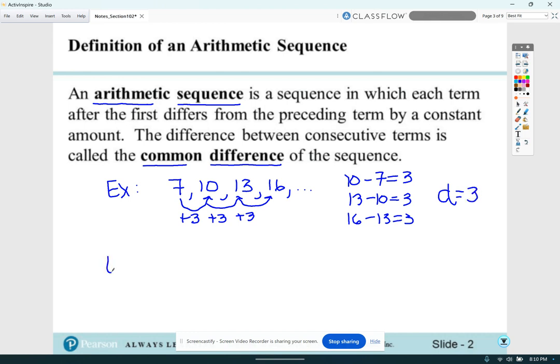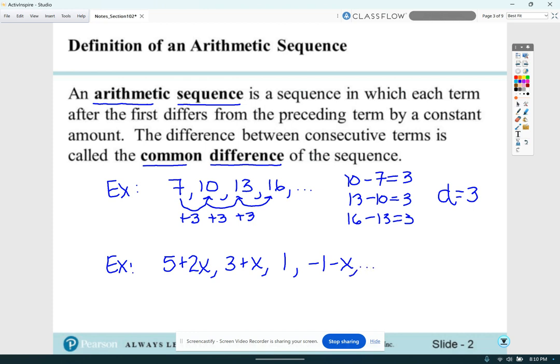Okay, so let's take a look at something a little bit different. So let's do 5 plus 2x. Our next term is going to be 3 plus x. Our next term is going to be just 1. Our next term is going to be negative 1 minus x, and so on.